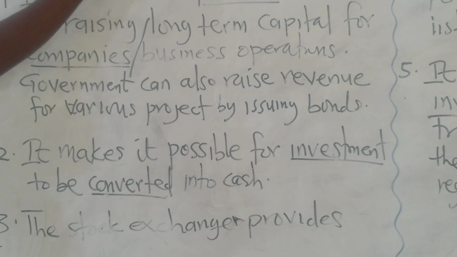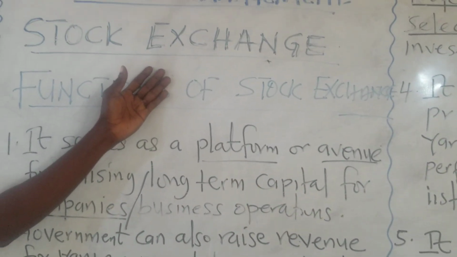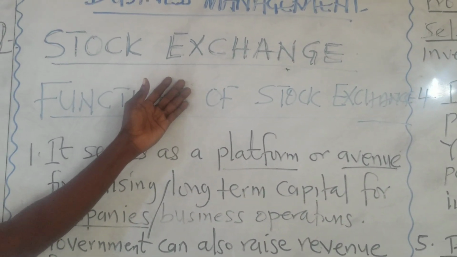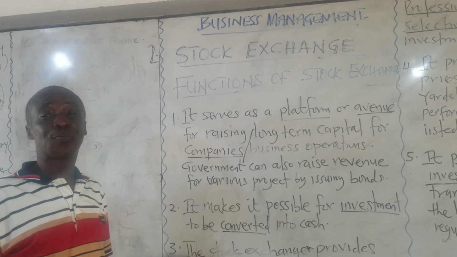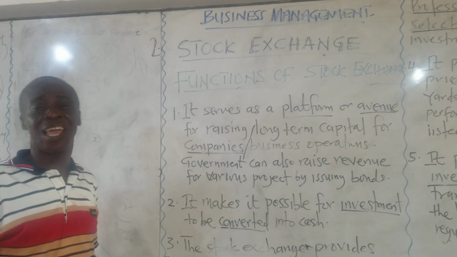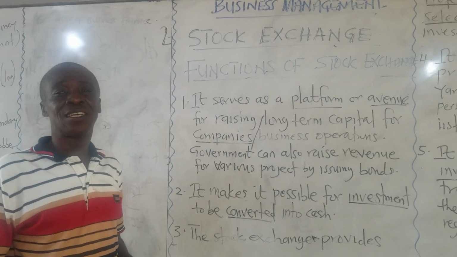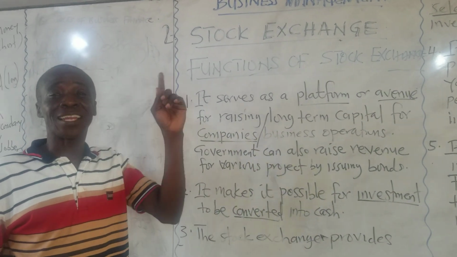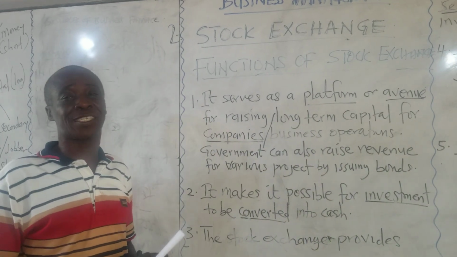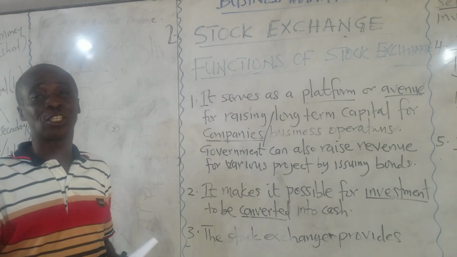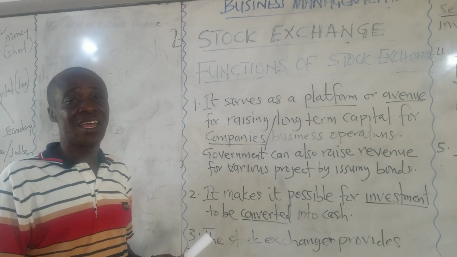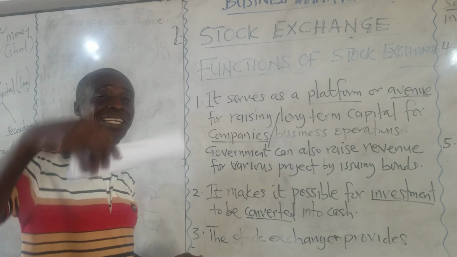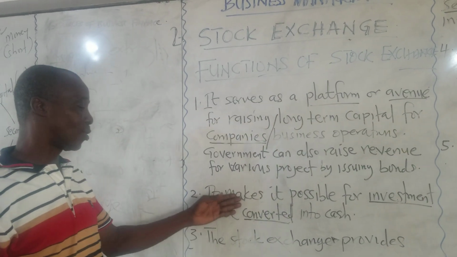So that is even the most important reason some people buy shares: the capital gain. If the person bought shares at 1 cedi per share, and after some years he can now sell the shares at 10 Ghana cedis, 20 Ghana cedis per share, this person will go to the stock market and sell the shares to someone else, and then he will get cash. So that is that point.